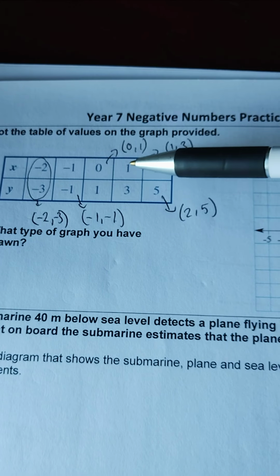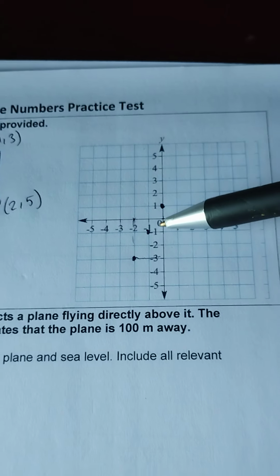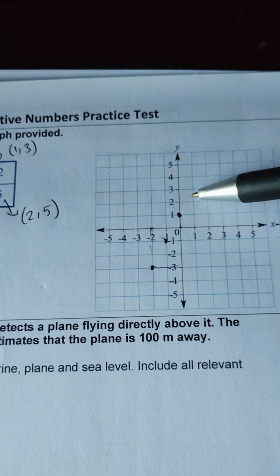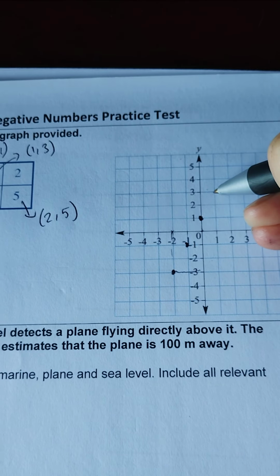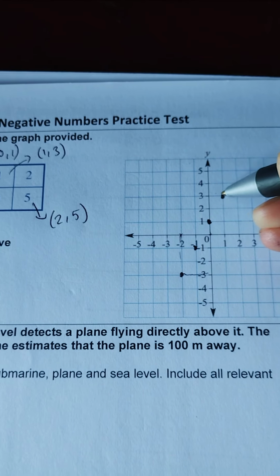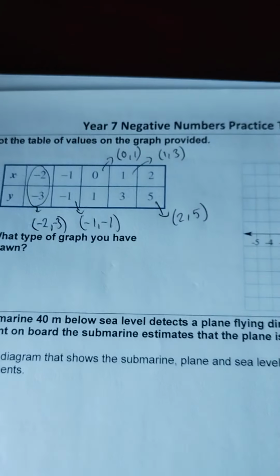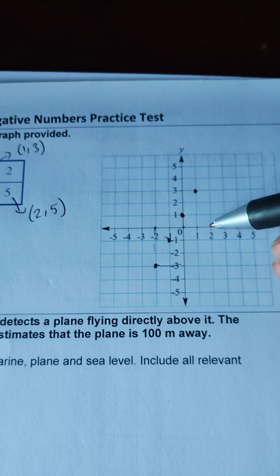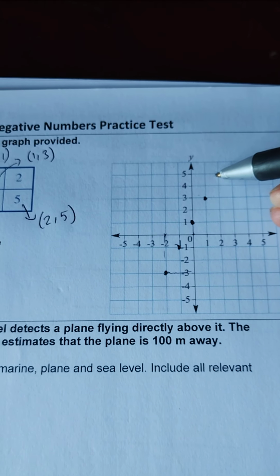Next one, x is 1, y is 3. So x is +1, but y is positive 3. Got the positive 3, and there's my point. And they match up. y is 3, x is 1, yep. And the last one, x is 2, y is 5. So x is 2, go up to positive 5 for y.